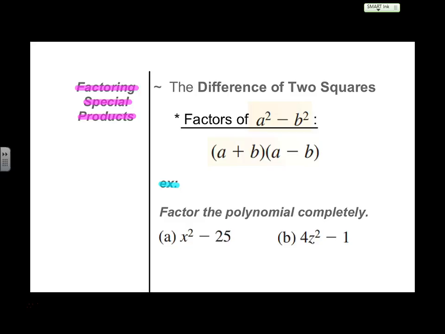The difference of 2 squares. If you notice from what we did in class today, at the beginning of the warm-up, which you guys thought was pretty easy, we multiplied things that looked like a plus b and a minus b. And we got answers that only had 2 pieces, because the outer and the inners, the 10x minus 10x, canceled.